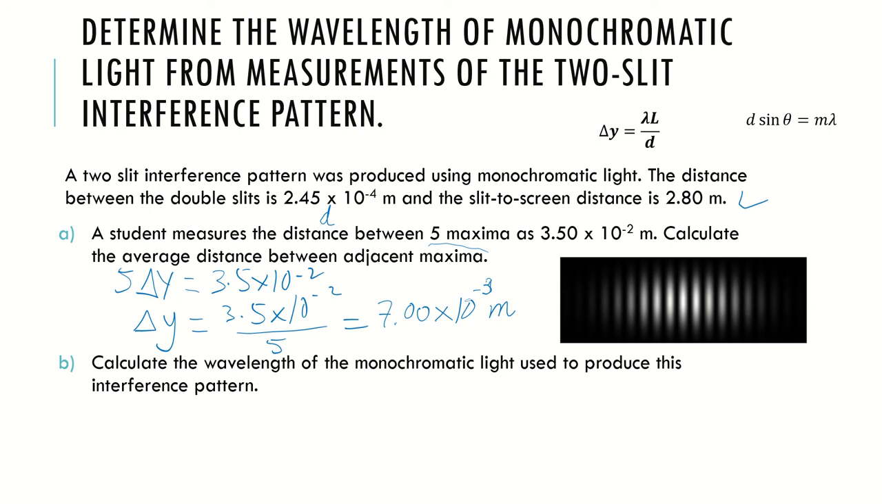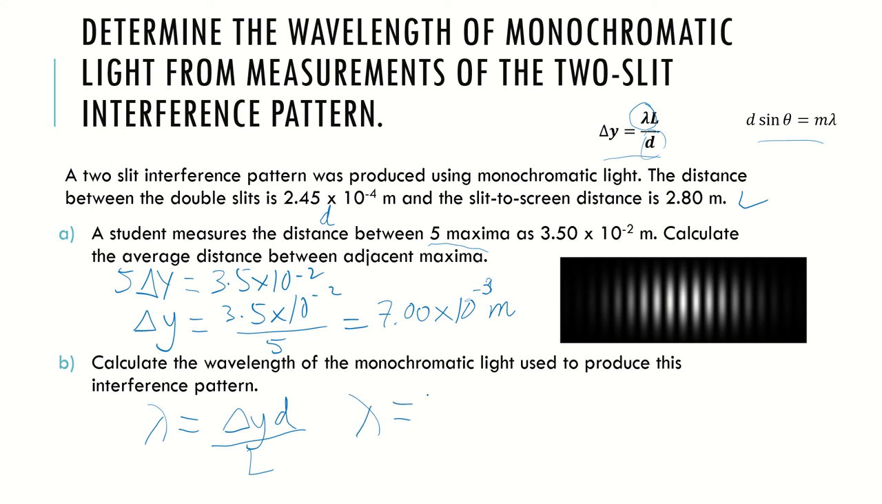So we've got delta y, the distance between 2 adjacent maxima. This equation doesn't have it in it, only this one does. So we need to rearrange this for lambda because we want the wavelength. So the wavelength is going to be equal to, we need to multiply by the d and divide by the L. So lambda equals delta y times d divided by L. And then it's as simple as substituting in our values.